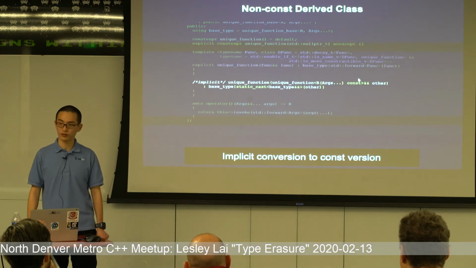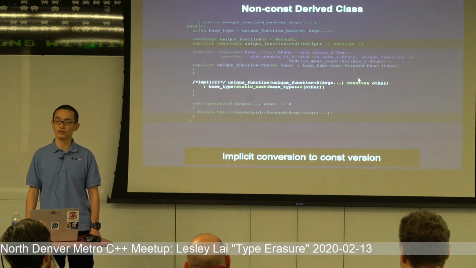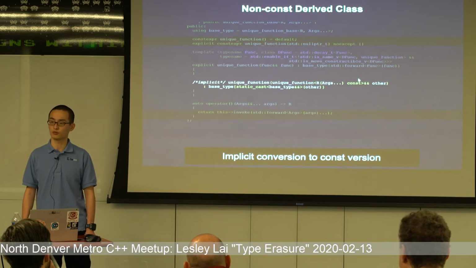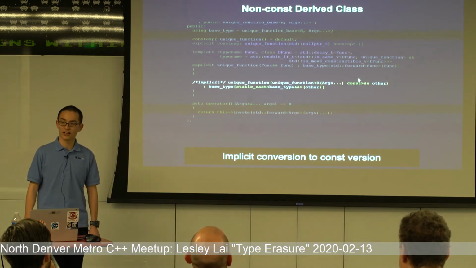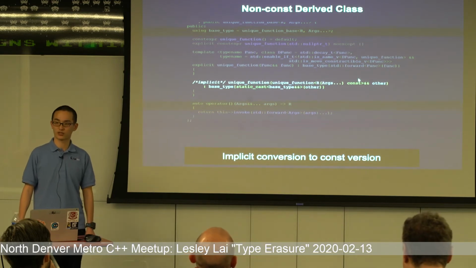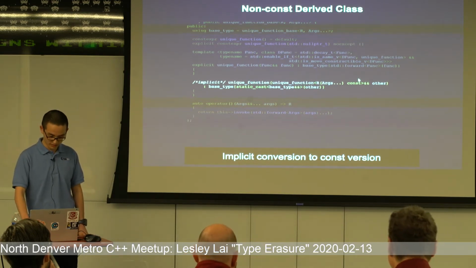I also define this function. I don't remember if this is in the proposal or not, but I think it's nice to implicitly convert a non-const version of unique function into a const version, so I write this.